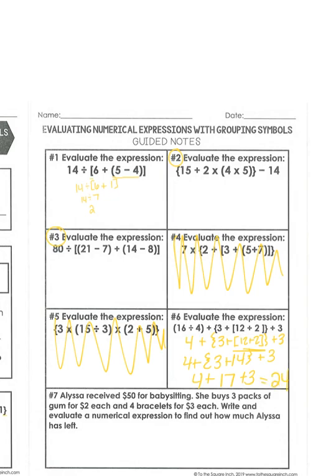Okay, so even if your groupings aren't all grouped together, you still start with that smallest group that you see and then just keep working through step by step. All right.